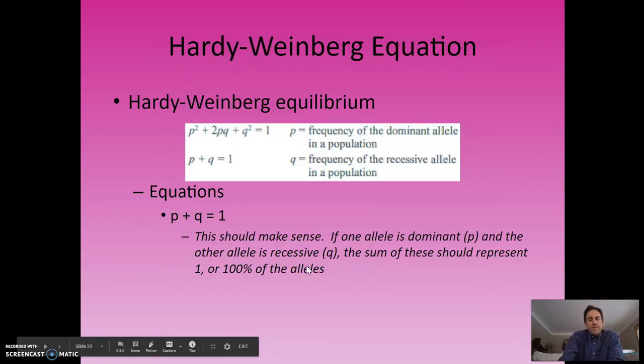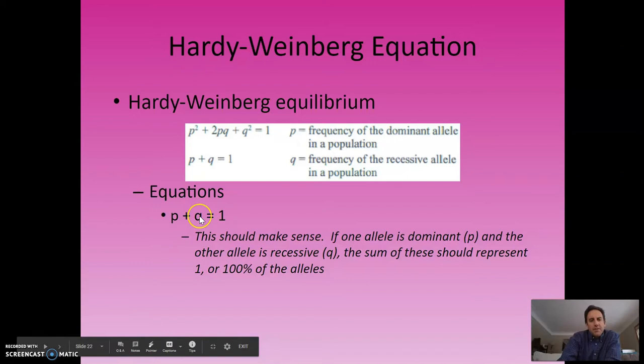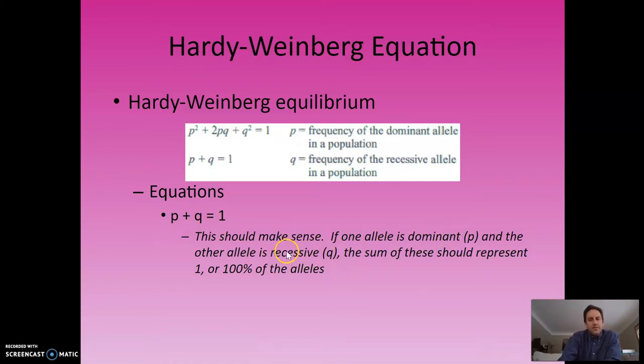So this should, by the way, make sense to you. These are just kind of like, oh, duh, if you think about it. Because p plus q equals 1, for example, if one allele is dominant and the other allele is recessive, then the frequency of the dominant plus the frequency of the recessive should represent 100% of the alleles, right? So all the dominant alleles plus all the recessive alleles together should be 100% of the alleles. So that equation just kind of makes sense.